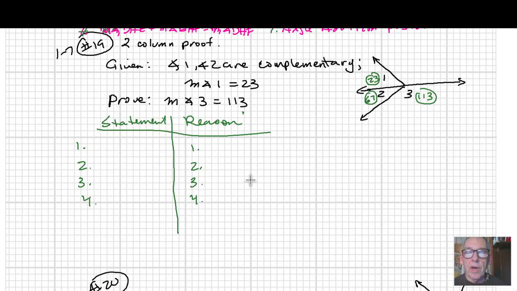So let's see what we got. Okay, so where to start? Let's start with angle 1, 2, 3. Let's do the angle 1, angle 2 complementary first. Angle 1, angle 2 complementary. It's given. That means that the measure of angle 1 plus the measure of angle 2 equals 90. Definition of complementary angles.